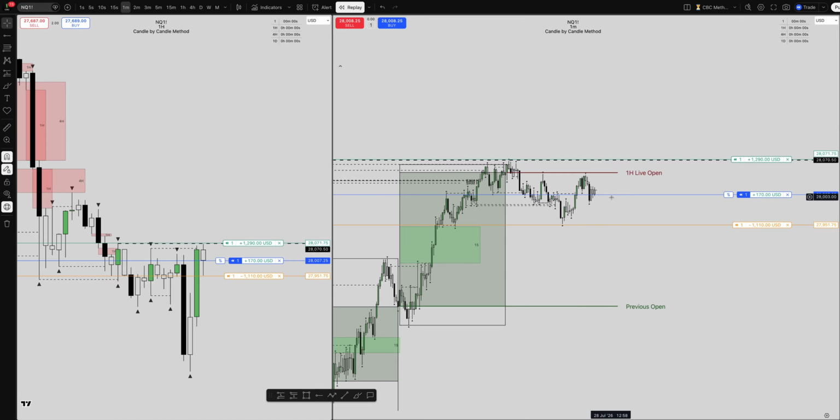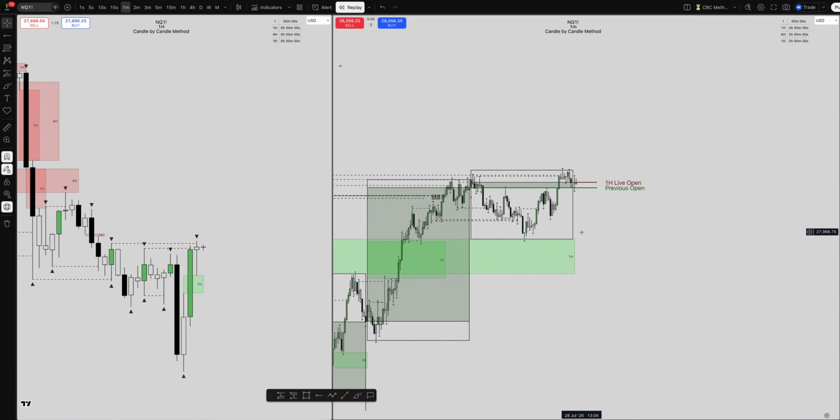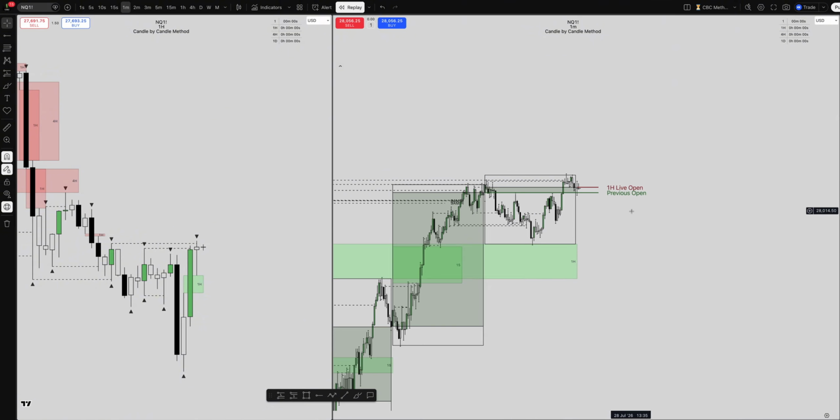Let's see. Okay, it goes straight through. And we're closing with the inside candle. We have a 1 hour fair value gap below us. Let's see what price does. It dumps straight through the opens. We want to see the pullback.